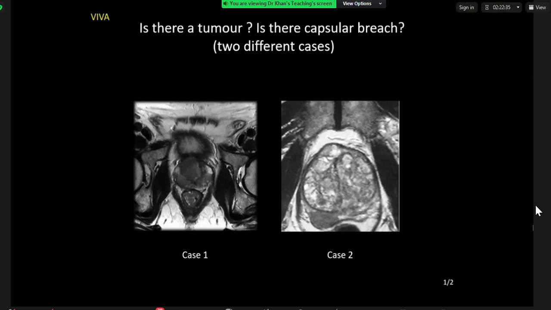Okay, so in case 1, I am suspicious that there is a tumour with low T2 signal in the peripheral zone and ill definition laterally on the left. So yes to tumour and yes to capsular breach. In case 2, I don't think that there is tumour.